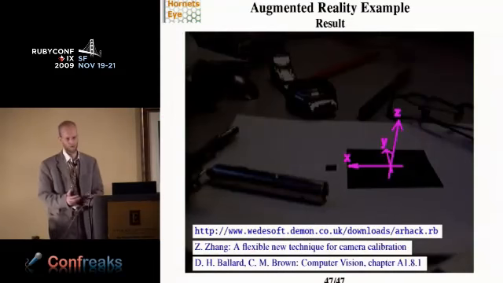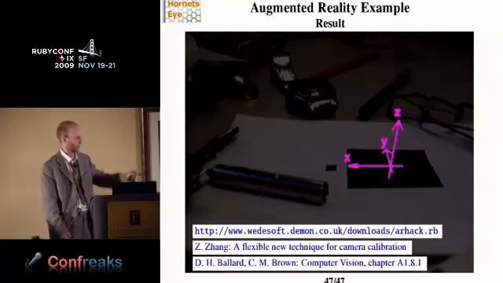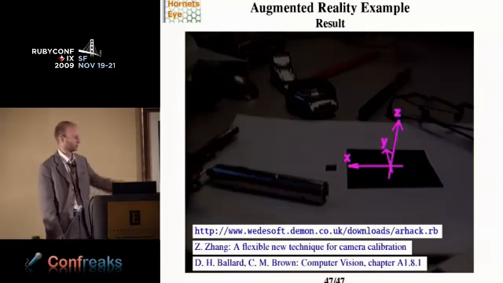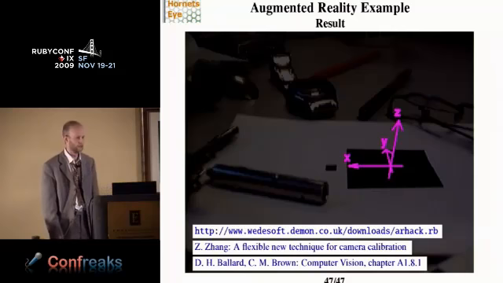And if you want to go over this again, I can recommend Zhengyou Zhang's paper about camera calibration. And I can also recommend a chapter of Ballard and Brown's computer vision book.